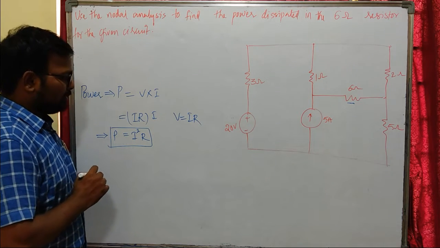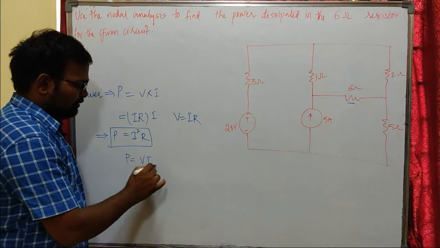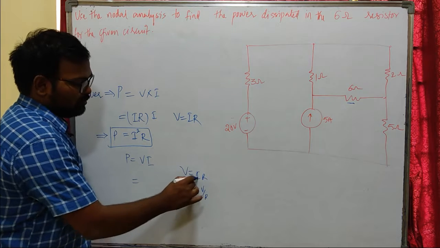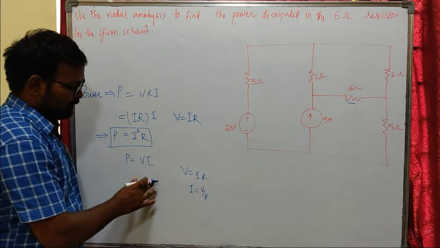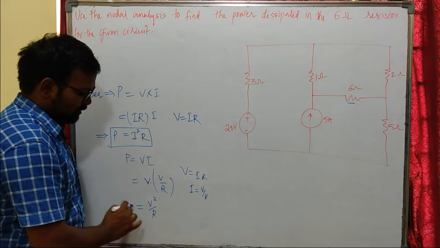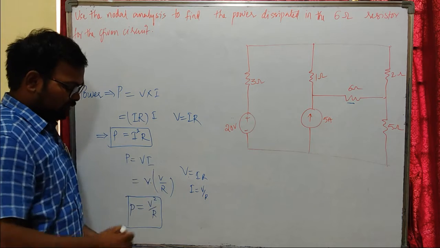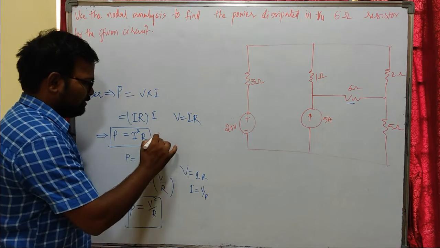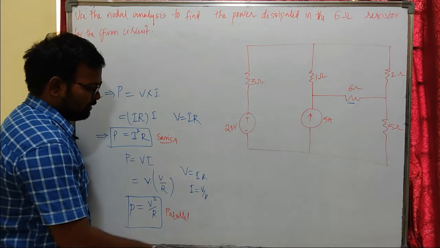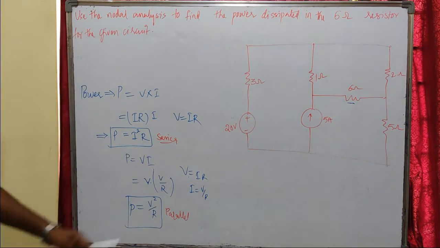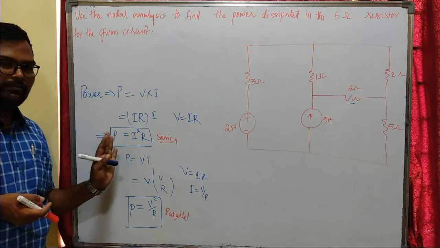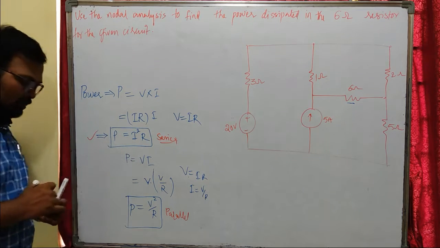There is another expression for power, that is VI. In place of I, we can also replace with I equal to V by R. So that will be V into V by R, that will be V square by R. So both are the same. This is useful in a series network of resistors, since the current will be the same. This is useful for a parallel network, since for a parallel network the voltage will be the same. So for a parallel network we are going to take the voltage, for a series network we are going to take the current. Mostly this is the appropriate equation for power through a resistor.